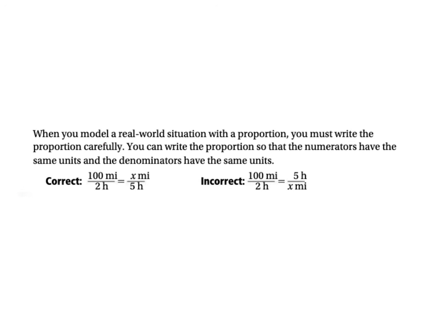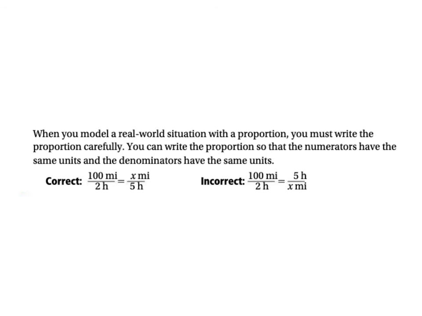Okay, now this is cool and extremely useful in life. Gotta trust me on that. When you model a real world situation with a proportion, you have to write the proportion correctly so that the diagonals land in the right place, okay? You can write the proportion so that the numerators have the same units and the denominators have the same units. So miles and miles like this, hours and hours like that. That's the correct one. What you don't want to have is miles and miles, hours and hours like this, okay? It's got to be 100 miles is to 2 hours, as how many miles is to 5 hours. Okay, miles is to miles, hours is to hours, going straight across same units. Got it? We're going to apply that now.